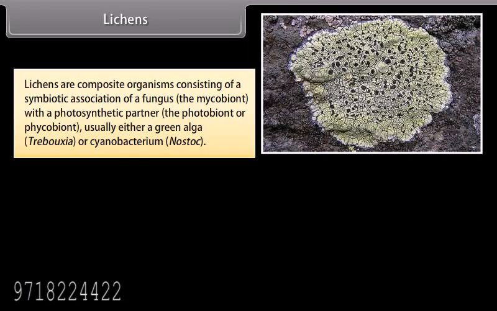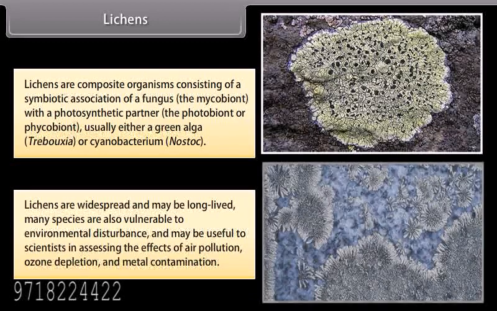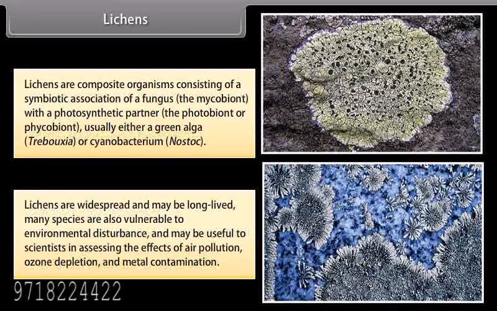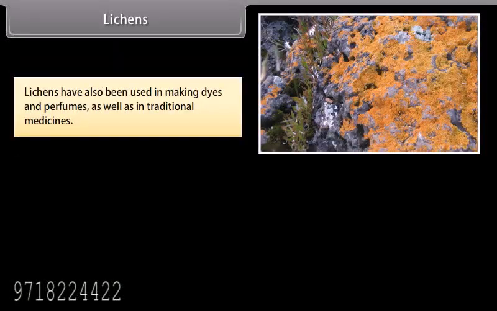Lichens are composite organisms consisting of a symbiotic association of a fungus, that is, the mycobiont, with a photosynthetic partner, that is, the photobiont or phycobiont. Usually either a green algae, that is, Trebouxia, or cyanobacterium, that is, Nostoc. Lichens are widespread and may be long-lived. Many species are also vulnerable to environmental disturbance and may be useful to scientists in assessing the effects of air pollution, ozone depletion, and metal contamination. Lichens have also been used in making dyes and perfumes, as well as in traditional medicines.